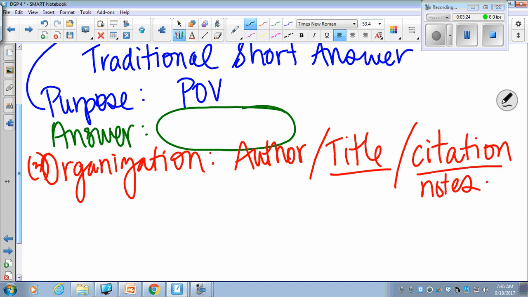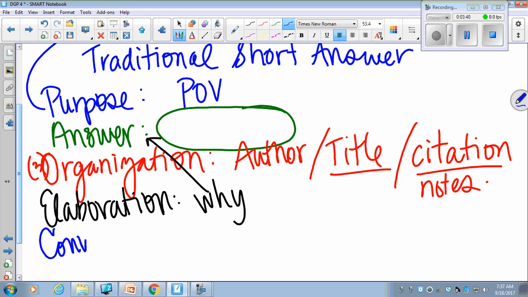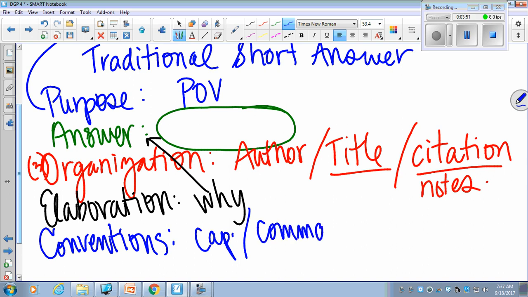Then your elaboration. The elaboration, of course, is the why, the explanation to your answer. And then finally, your conventions. Conventions are truly a courtesy to your reader. This is capital letters, commas, those kinds of things.